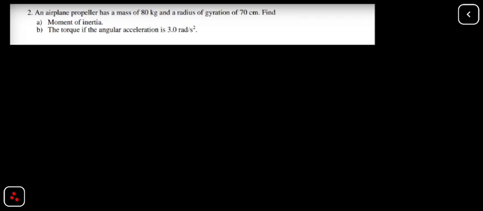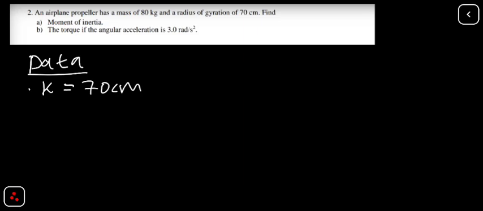So the given data: we've been given the radius of gyration, denoted by k, equal to 70 centimeters, and kindly note that you're supposed to convert it to meters. Once you divide by 100, you're going to get 0.7 meters. Okay, so that is our radius. You're supposed to convert it from centimeters to meters.